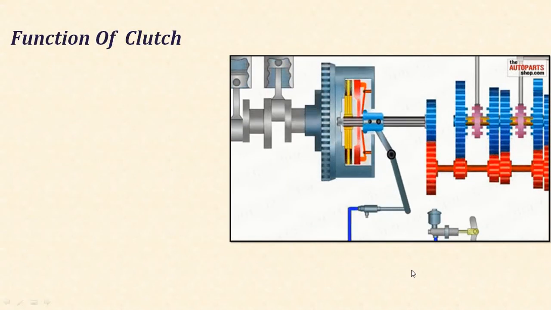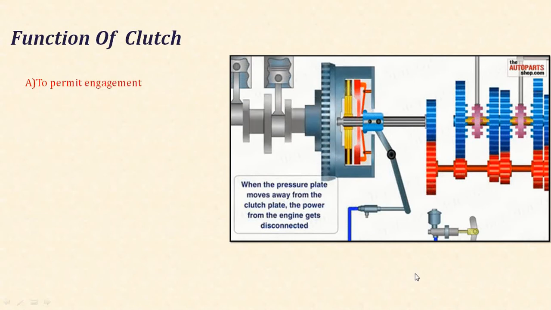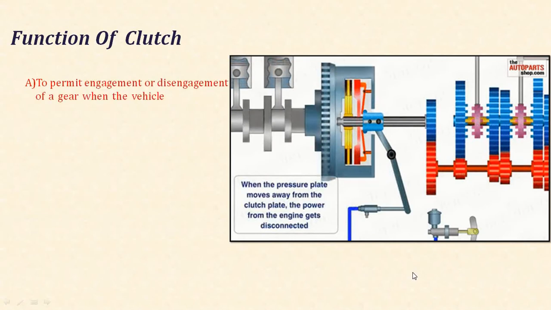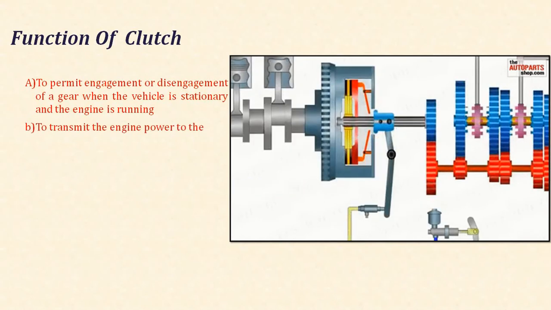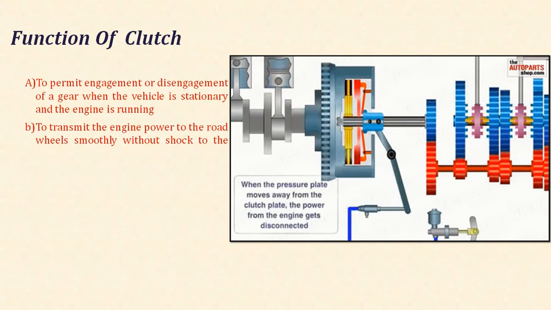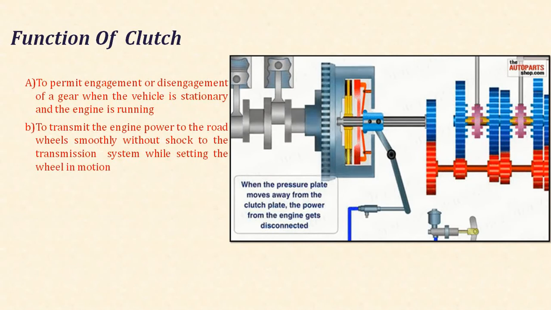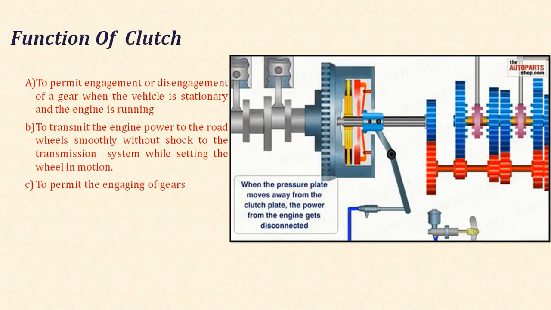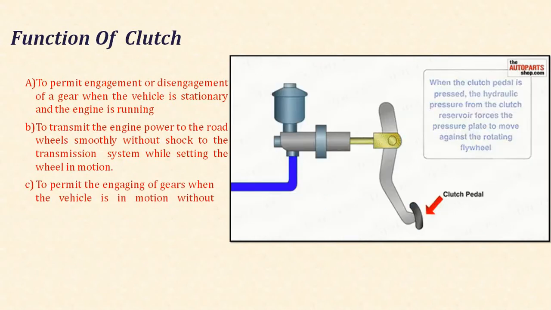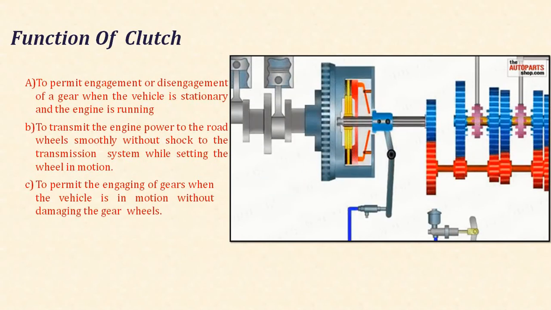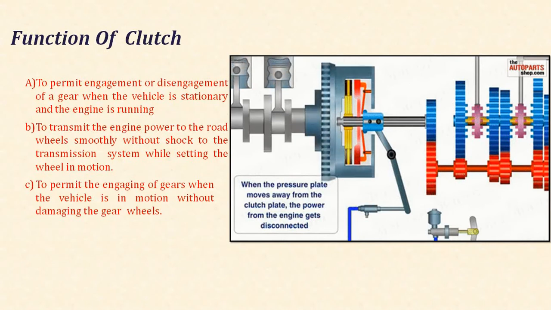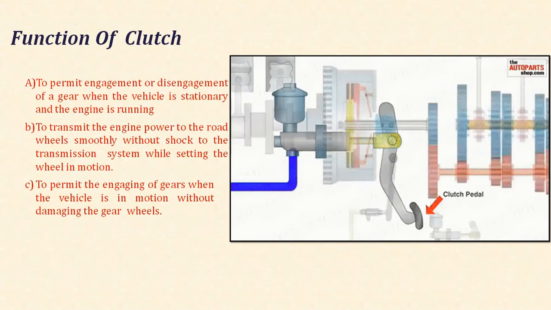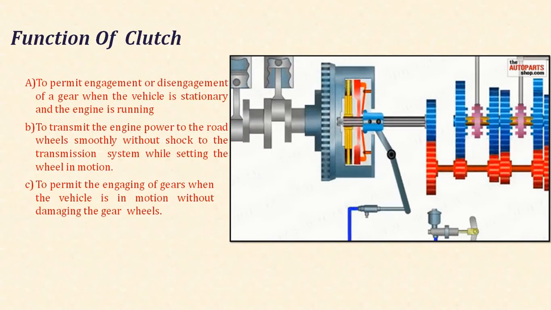Now the functions of the clutch. The first function is to permit the engagement and disengagement of the gear when the vehicle is stationary and the engine is running. The second function is to transmit the engine power to the road wheels smoothly, without shock to the transmission system, while setting the wheels in motion. The third function is to permit the engaging of gears when the vehicle is in motion without damaging the gear wheels.